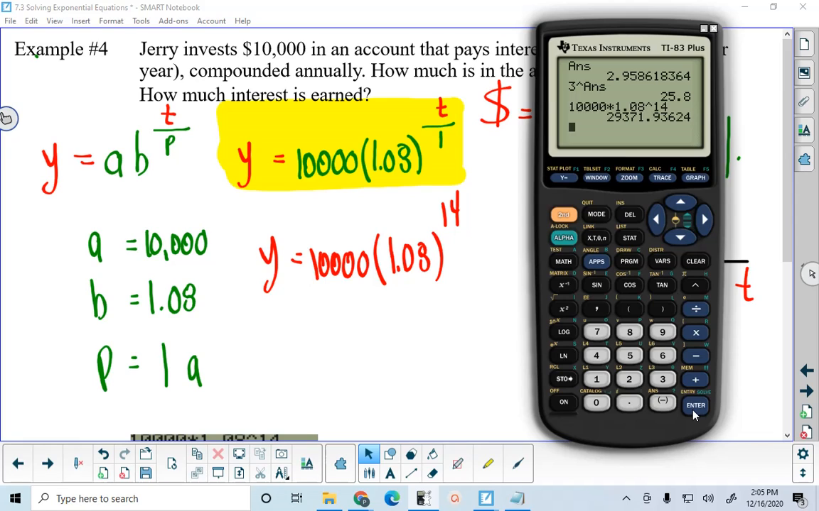How much interest was earned? Well, we would subtract off his original investment. So the balance in the account at the end of the 14 years is $29,371.94. He earned $19,371.94 in interest. Interest is how much got added on throughout the 14 years. Does anybody have any questions with example 4?